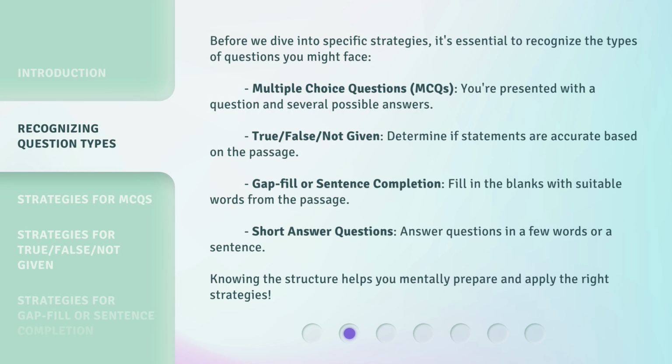Before we dive into specific strategies, it's essential to recognize the types of questions you might face. Multiple choice questions, MCQs. You're presented with a question and several possible answers. True, false, not given. Determine if statements are accurate based on the passage. Gap fill or sentence completion. Fill in the blanks with suitable words from the passage. Short answer questions. Answer questions in a few words or a sentence. Knowing the structure helps you mentally prepare and apply the right strategies.